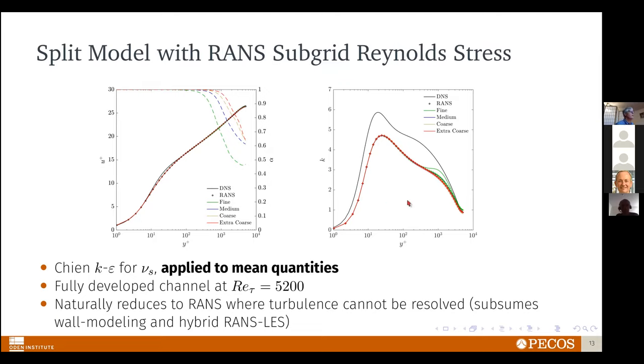So that's good. So we both avoid the issues of using RANS in LES on fluctuations and have a model that allows us to represent the mean stress. And so we get essentially good results even with extremely coarse LES.